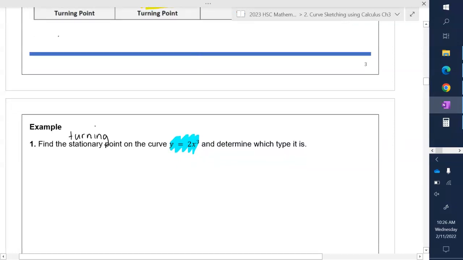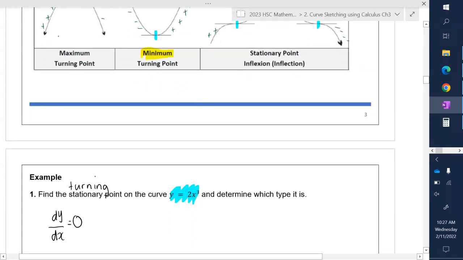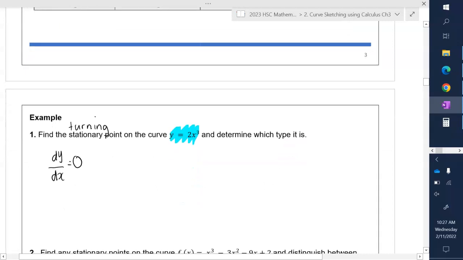They're also stationary. They happen when our first derivative, dy/dx, equals 0. Remembering, the reason they happen there is because at that turning point, the gradient of our tangent, which is these lines here up on the graphs, the gradient of those tangents is 0. And when we find dy/dx, we're finding the gradient of the tangent. So that's why we're finding dy/dx equal to 0.